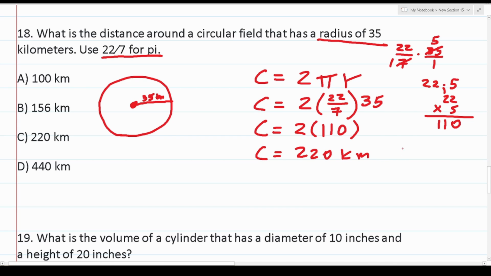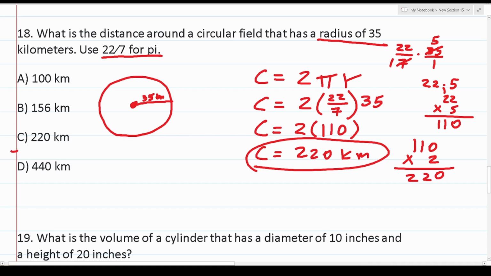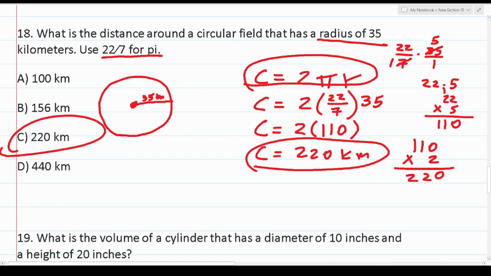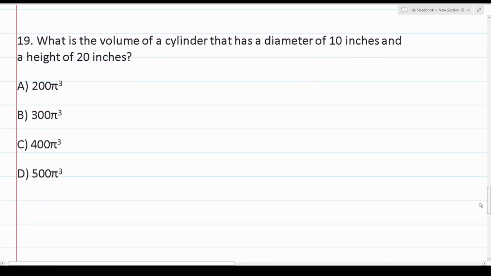Of course, this is kilometers. And if you need to, we can work out this 110 times 2 off to the side. 0 times 2 is 0. 1 times 2 is 2. 1 times 2 is 2. Okay, so the answer to this one is C, 220 kilometers. On that reference sheet on my website, I included the formulas to find the area and circumference of circles. That's something you absolutely need to know how to do for the ASVAB. Okay, so that's that one.